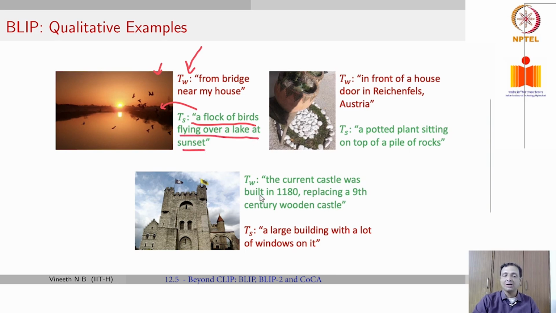Here is another one. Here is the image. The web scraped text is "the current castle was built in 1180, replacing a 9th century wooden castle," and their synthetic generated text from their captioner is a large building with a lot of windows on it.